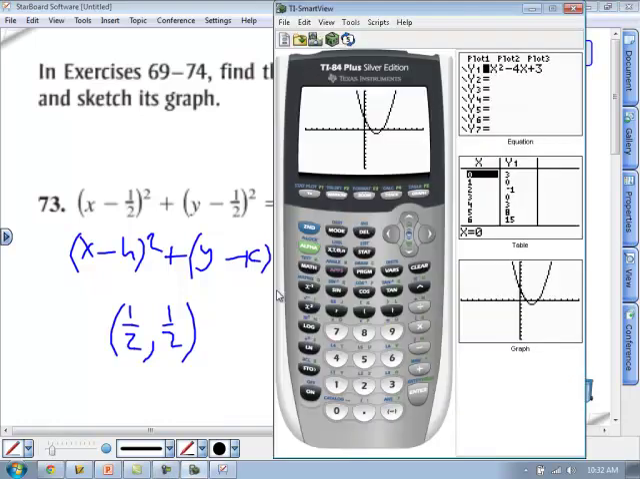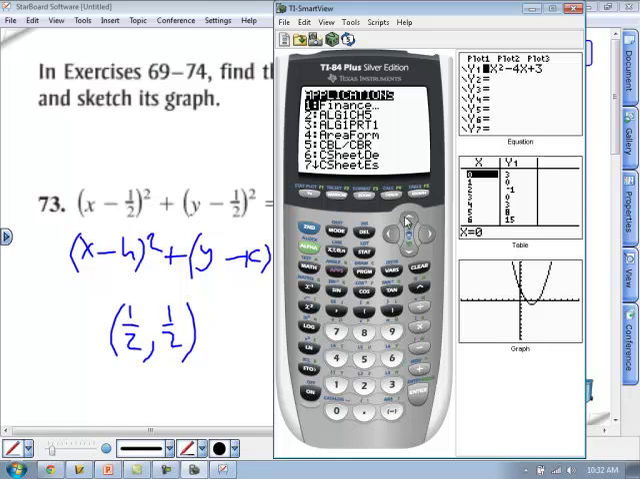The calculator will obviously do this for you as well if you go to apps, conics, and click on circle. In this form, 0.5 or 1/2, 1/2 was our center, and the radius was 1.5 or 3/2. And if you hit graph, this is going to be obviously a little bit better of a sketch.